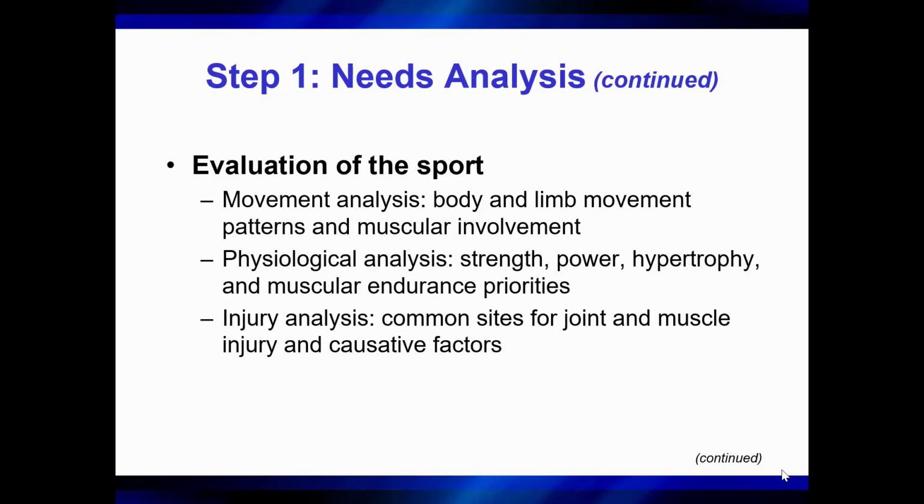We'll have to look at that physiological analysis, which goes along with what we just mentioned between the two positions, with the strength, the power, the hypertrophy. It doesn't matter how strong an offensive lineman is. If they squat 4 times their body weight, but they only weigh 185 pounds, they are not going to be very good at their position because of inertia. We'll look at the muscular endurance priorities. We need to look at the injury analysis for the common sites for joint and muscle injury and, again, the causative factors.